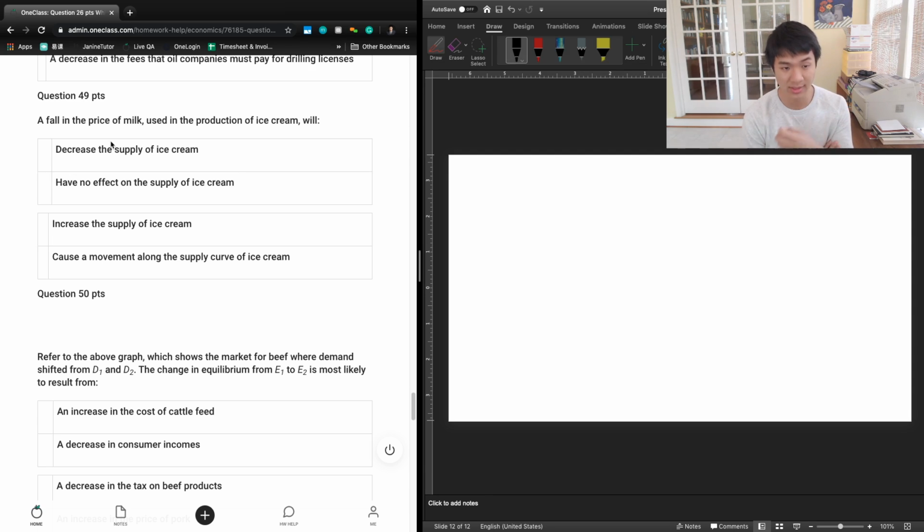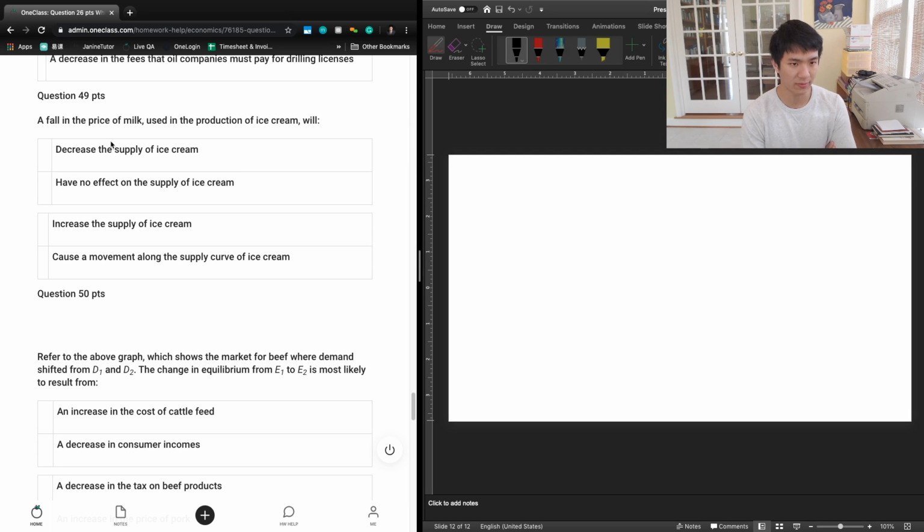A says a decrease in supply of ice cream, and so we're looking for an increase in supply of ice cream, so that's not going to be the right answer. B says have no effect on the supply of ice cream, and again, we expect there to be an increase, so that's not going to be the right answer. C says increase the supply of ice cream, which is what we're looking for, and D says cause a movement along the supply curve of ice cream. And again, we know that a movement along the supply curve can only be caused by a change in the price of ice cream, and over here we only have a change in the price of milk. And so answer choice C is the best answer for us.